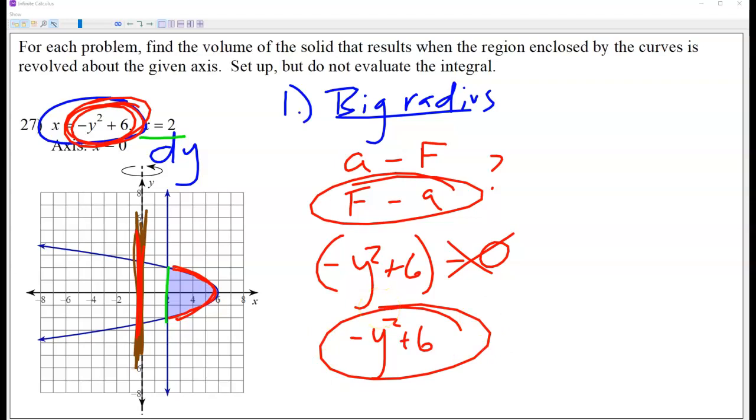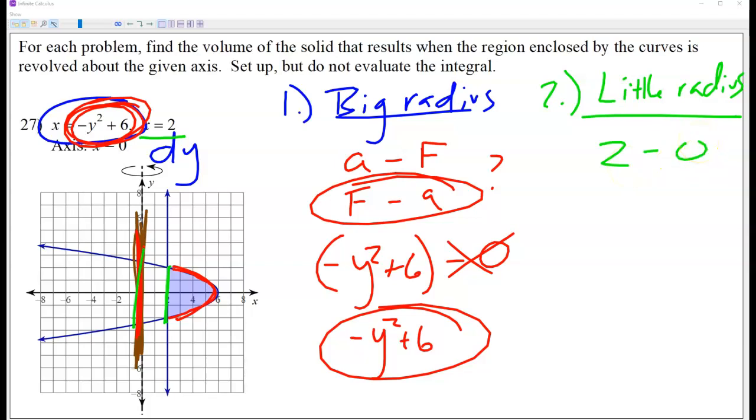Okay. Step 2 is to find your little radius. That's going to be the green line minus the axis. Once again, the function is to the right of the axis, and therefore it's going to be the green line, which is x equals 2, minus the axis, which is 0. 2 minus 0 is just 2. And so there is my little radius. So I've got my big radius, the red equation, negative y squared plus 6, and my little radius, 2. All right.